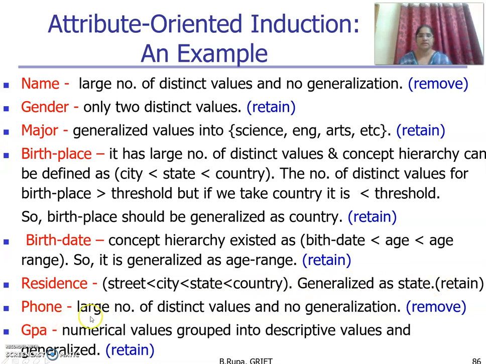For phone number, it contains a large number of distinct values and there is no generalization, so we will remove this attribute. For GPA, numerical values are grouped into descriptive values, so we go for generalization and we can retain this one. Whatever numeric values are available for GPA have to be converted into descriptive values. That's why we retain GPA. Now, which attributes are we removing here? We are removing name and one more, phone number.